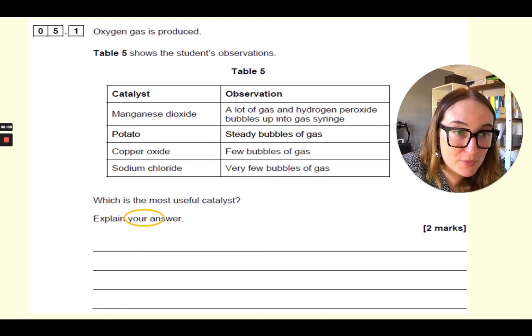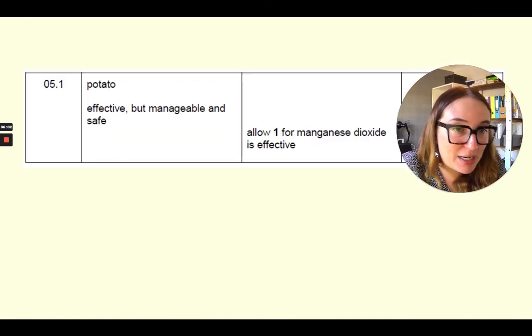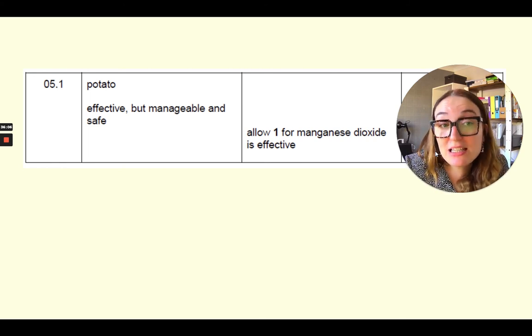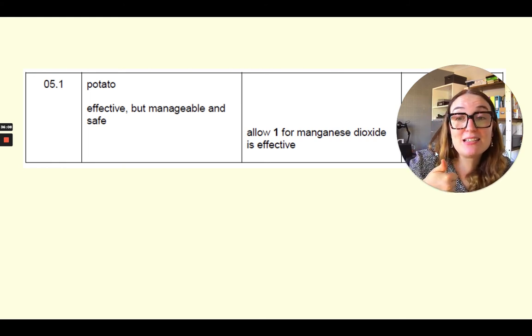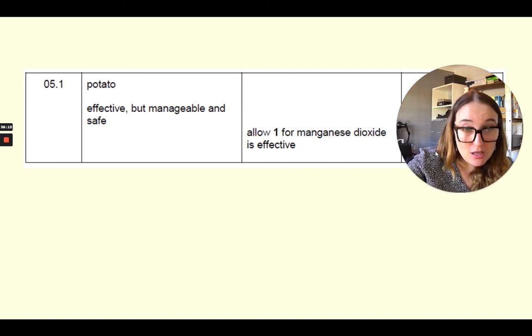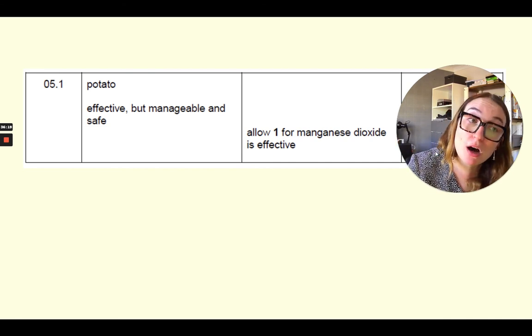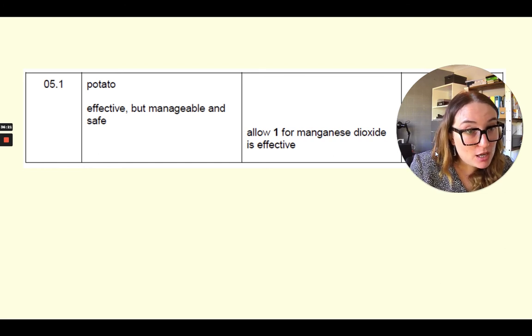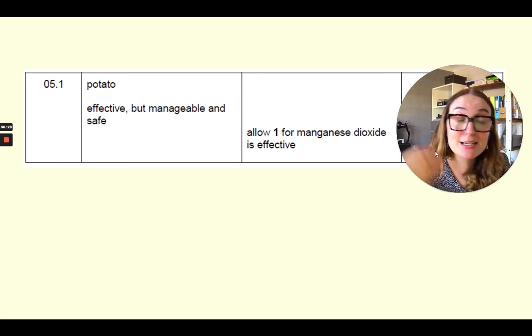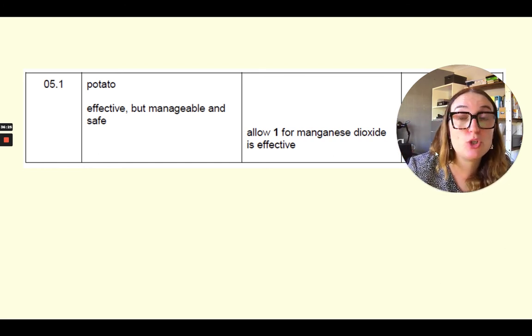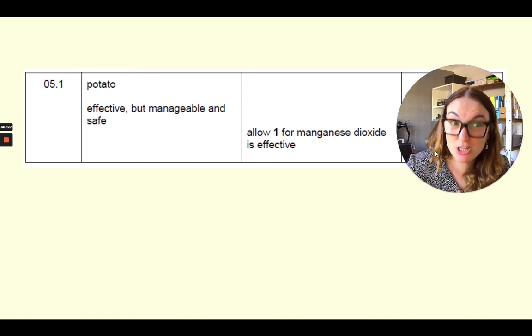So, what does the examiner actually say? Well, the answer is potato. And the reason the answer is potato is because it's effective, but it's also manageable and safe. If you did say manganese dioxide, and you said because it is the best catalyst, the most effective catalyst, you'd still get 1 mark, but you wouldn't get the 2. Okay, and that's because you need to identify practically, if you were using these 2 catalysts, which one would be best. Really nice 2 marker there.